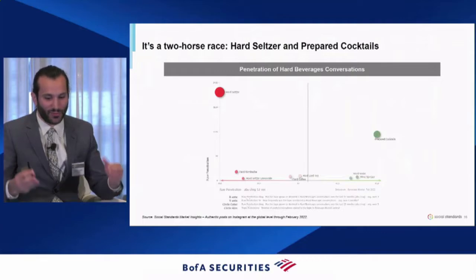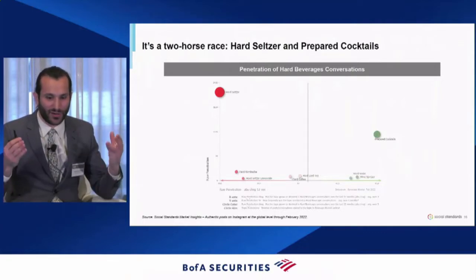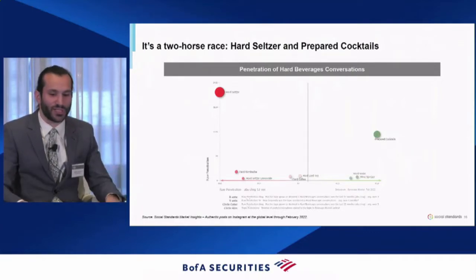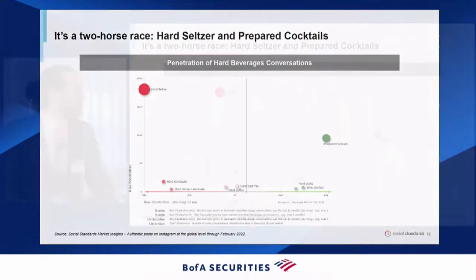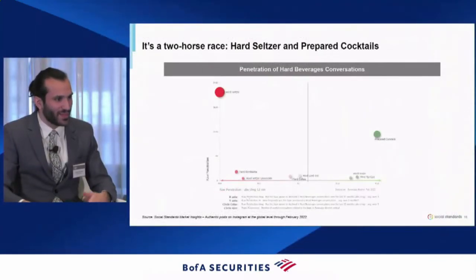Here on the y-axis, we can see what is each of these different categories' penetration of hard beverage conversations. Hard seltzer, highest on the list, still the biggest out of all of these, but you can see, as the x-axis shows, it's been declining in share while prepared cocktails are up. Everything else is pretty small, right? Hard kombucha, that's down, but number 3 on this list.